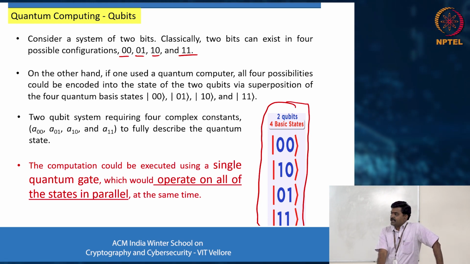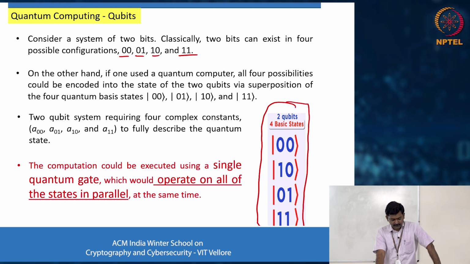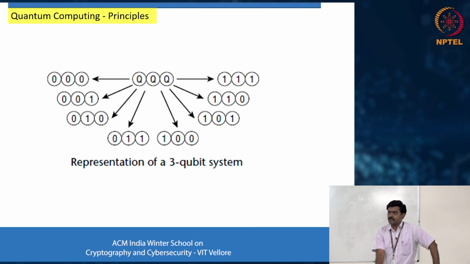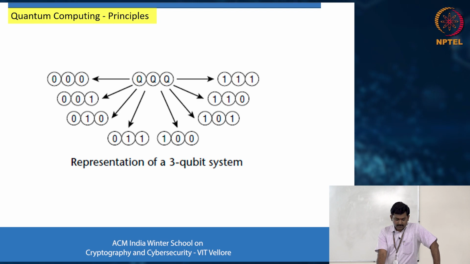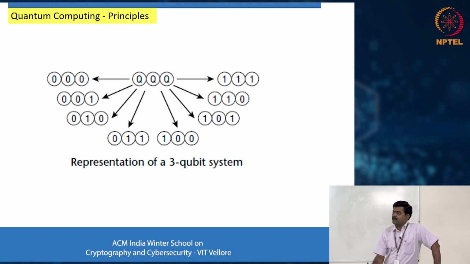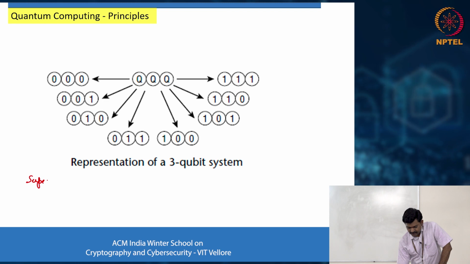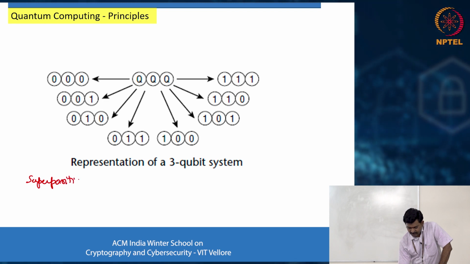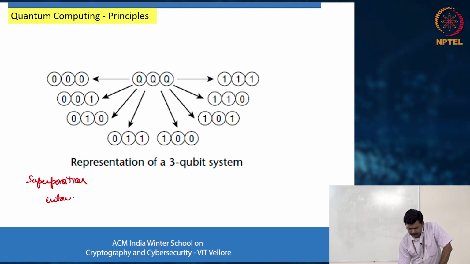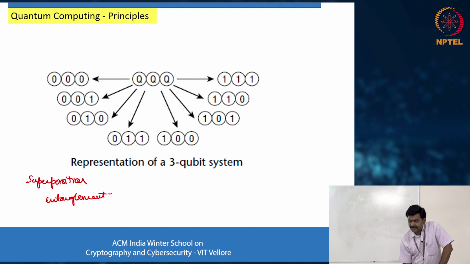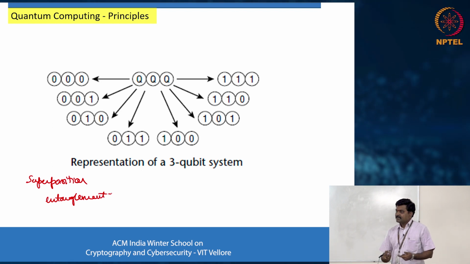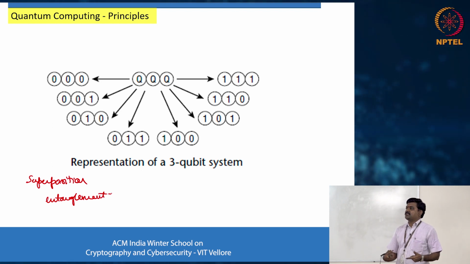All states are possible at a time. Similarly, if it is 3 qubits, now think of the number of qubits. What we said, because of superposition, that is one aspect. Another one is entanglement. What is meant by entanglement? Bits interacting, influencing each other.